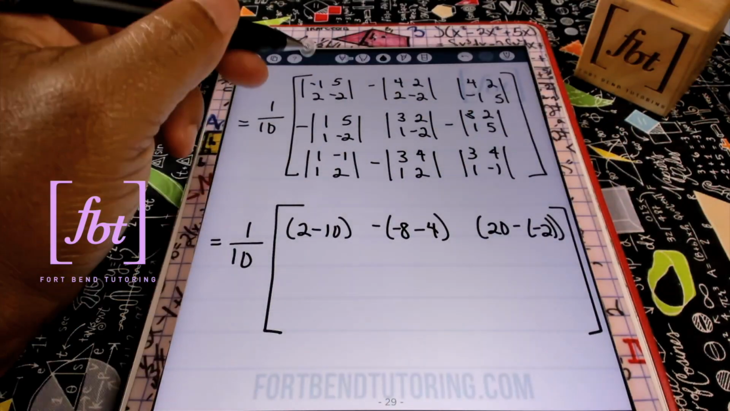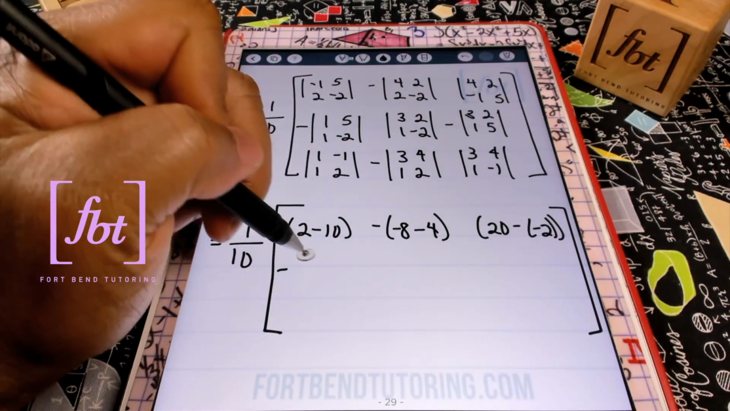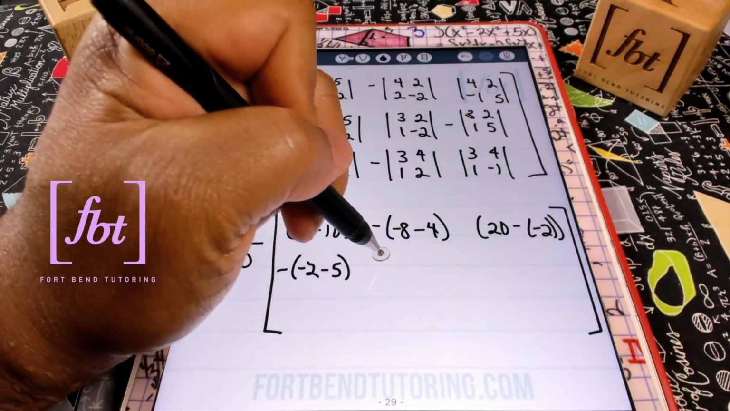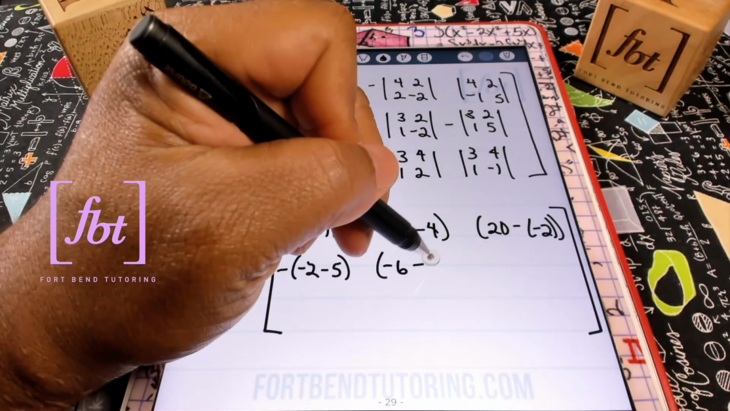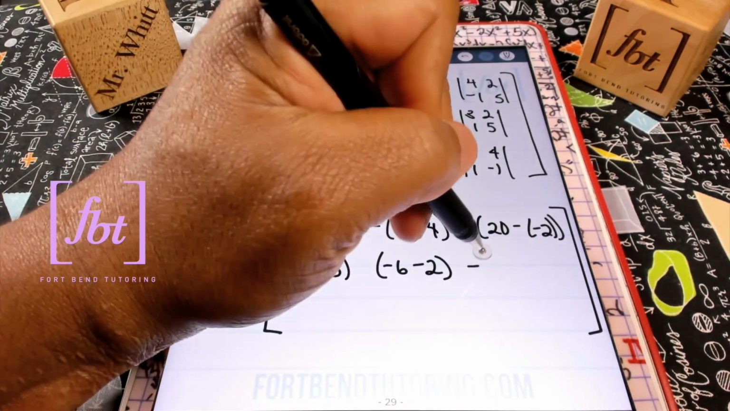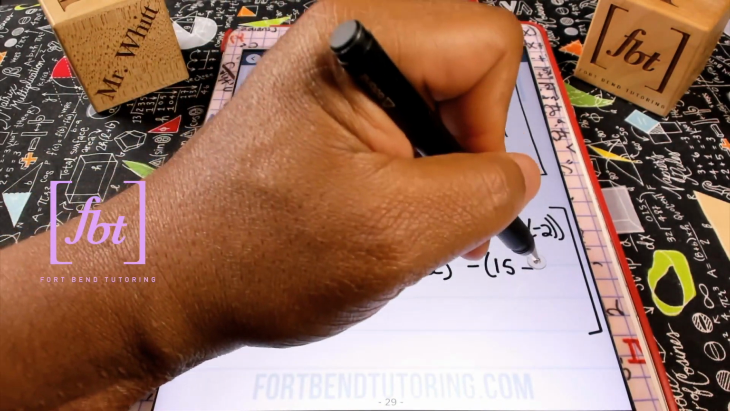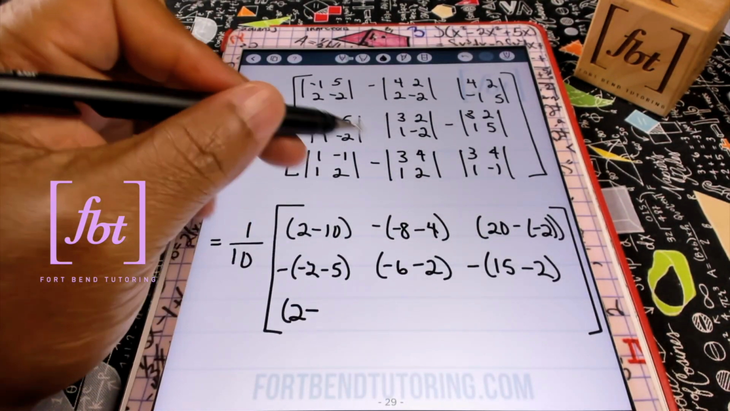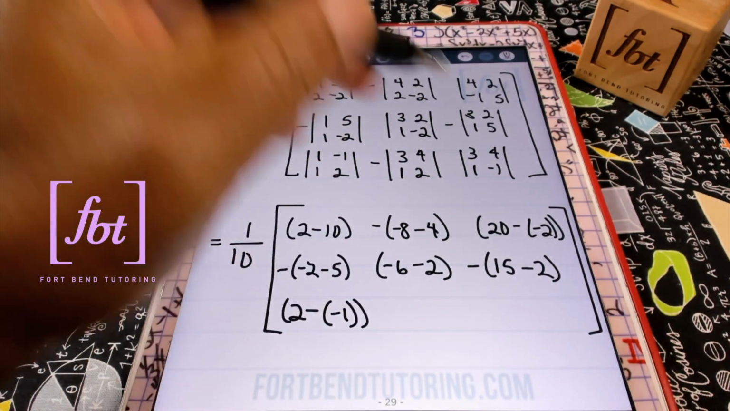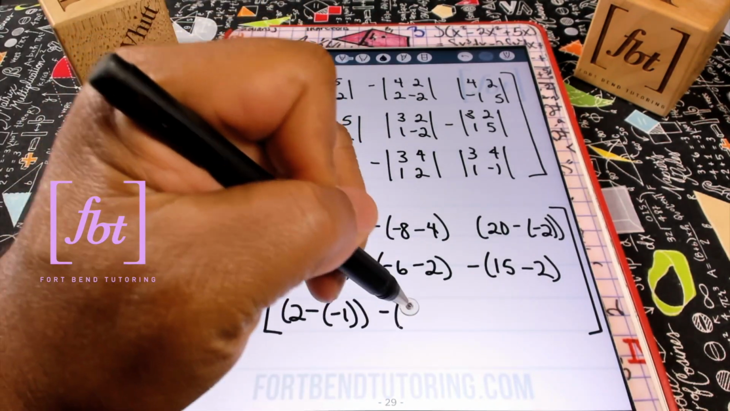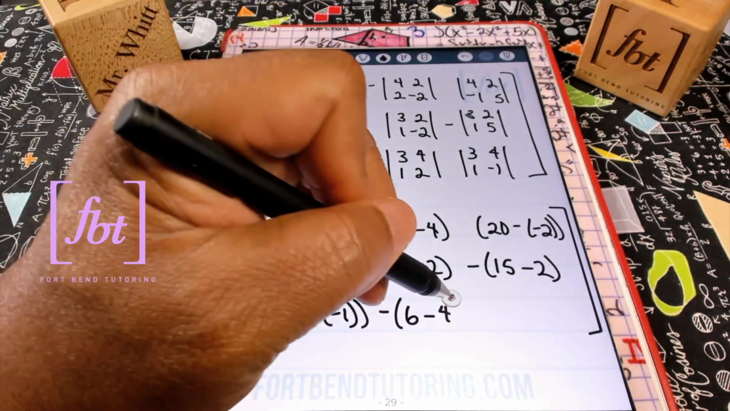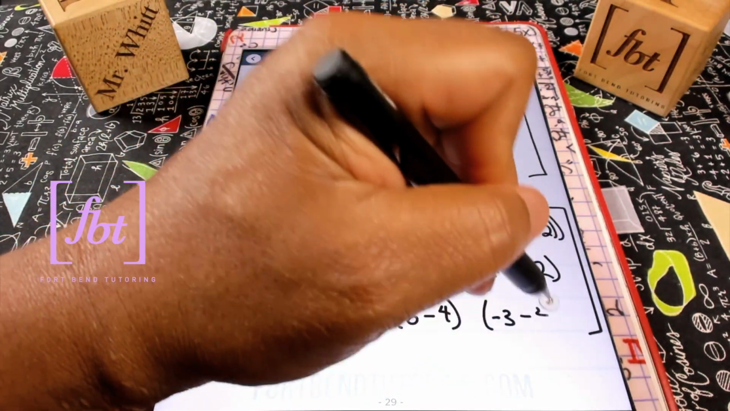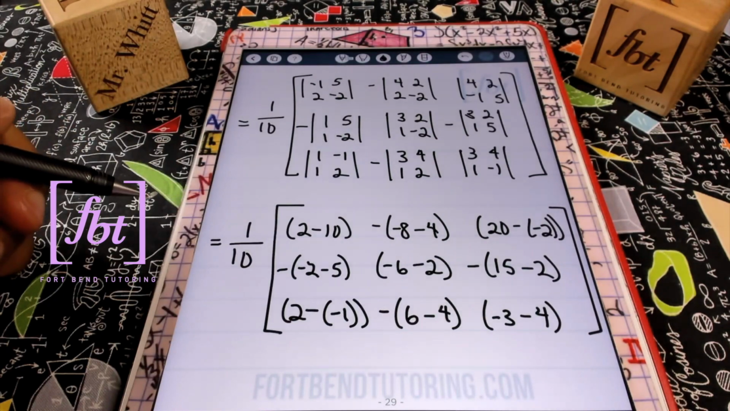All right. Then you'll have the opposite of 1 times negative 2, that's negative 2, minus 1 times 5 is 5. You'll have 3 times negative 2, that's going to be negative 6, minus 1 times 2 is 2. And then you'll have the opposite of 3 times 5 is 15, minus 2. And then you'll have 1 times 2 is 2, minus 1 times negative 1 is negative 1, like so. You'll then have the opposite of 3 times 2, which is going to be 6, minus 1 times 4 is 4. And then 3 times negative 1 is negative 3, minus 1 times 4 is 4. So this is what we have thus far.